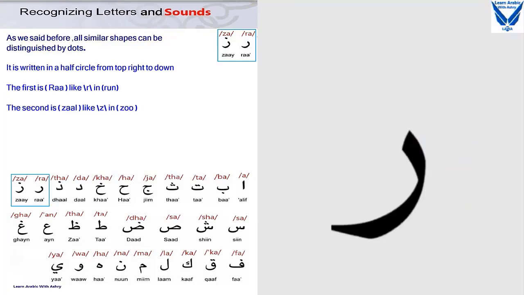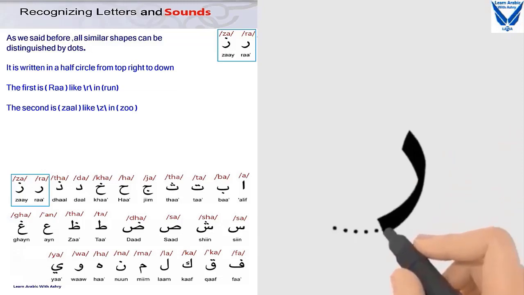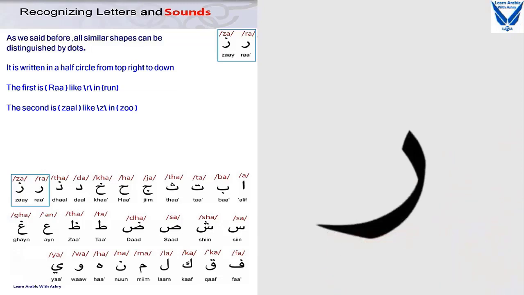This family is written in a half circle from top right to down. The first is Ra, like R in run. The second is Zay, like Za in zoo.